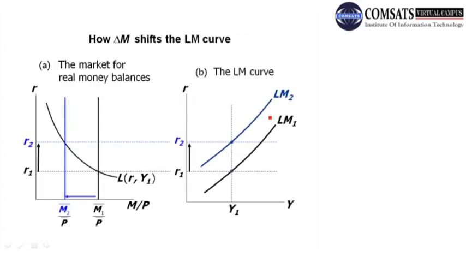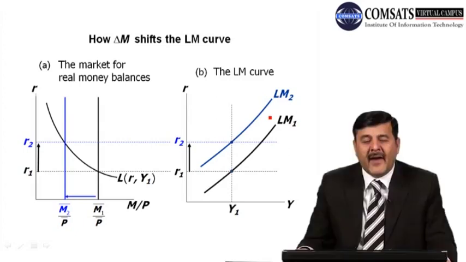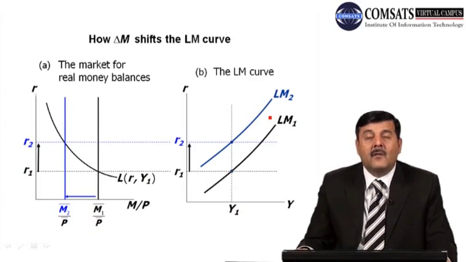Now how does a change in money supply shift the LM curve? How can we shift the LM curve? Again we have two diagrams. Diagram A is the market for real money balances and B is the LM curve diagram. We have the demand for money curve, we have the supply of money curve, and they are intersecting. We have R1 rate of interest, and corresponding to this rate of interest we have R1 and Y1. In this diagram B we have the LM1 curve.